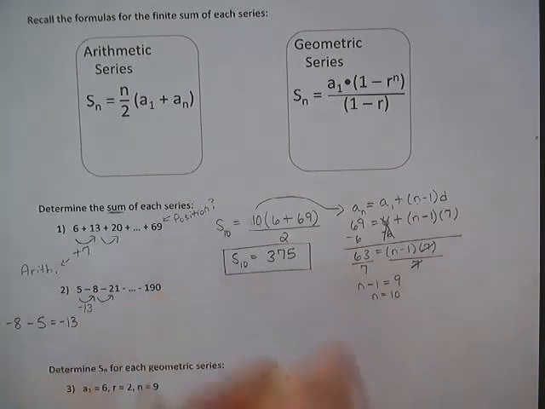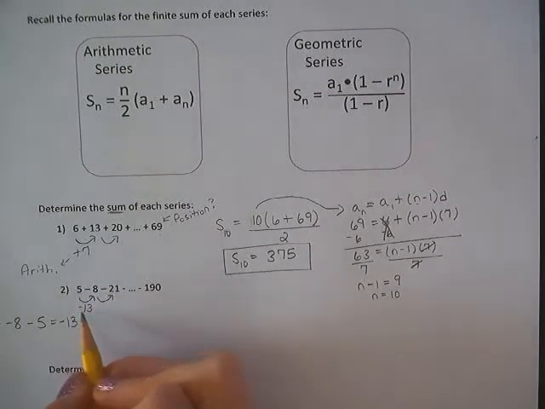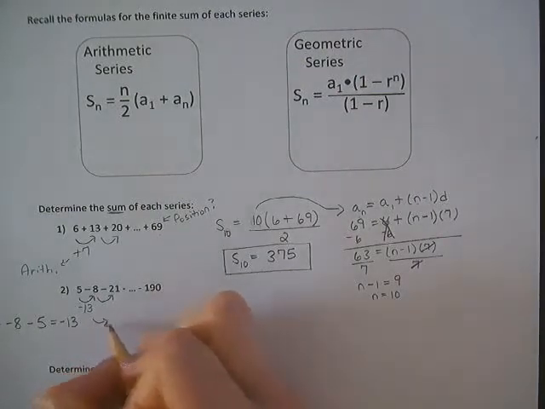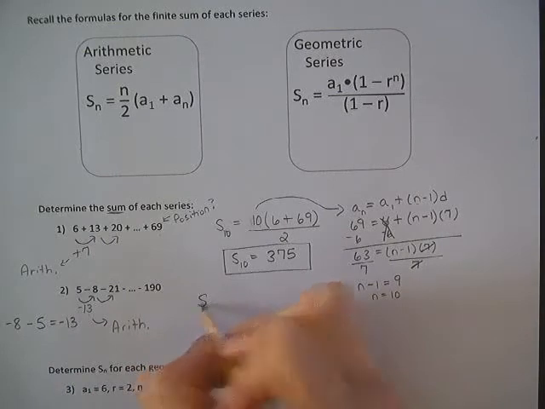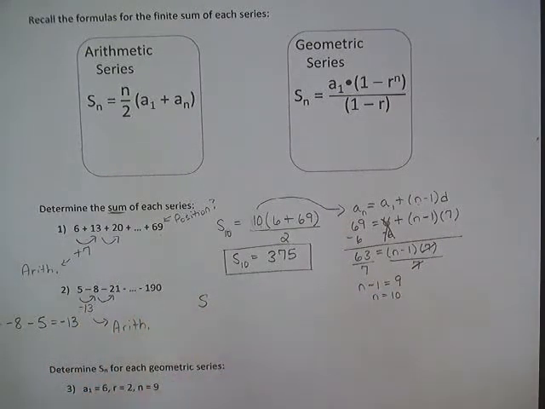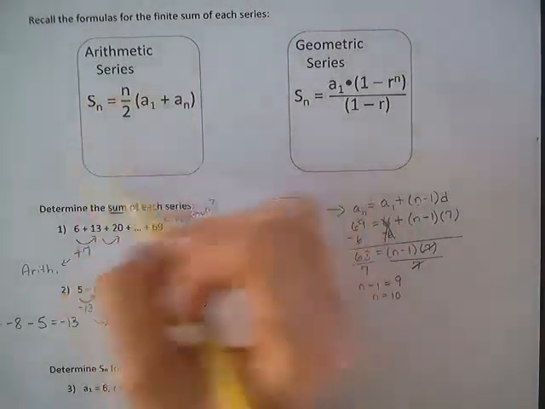So that means I'm subtracting 13 each time. So check it: -8 minus 13 should be -21 if it's arithmetic, and that does work. And so that means this one's also arithmetic. And so we are finding the sum of this series, knowing that it's arithmetic, so we use this formula again.